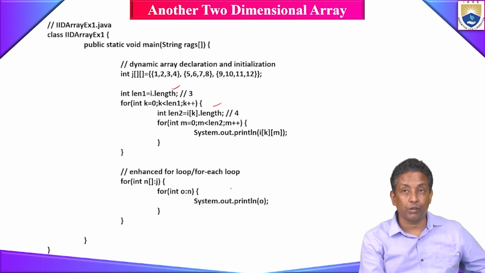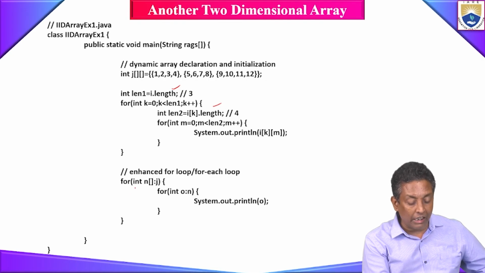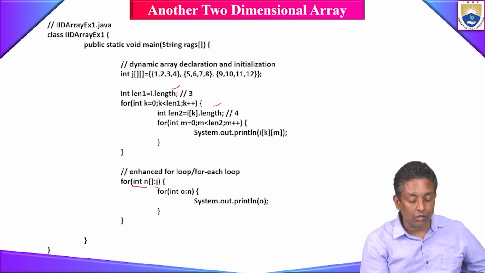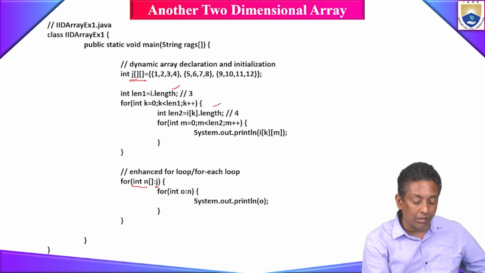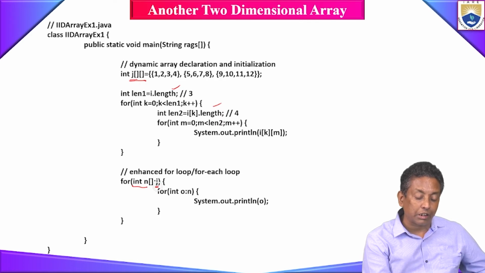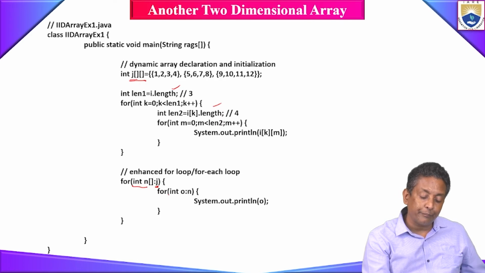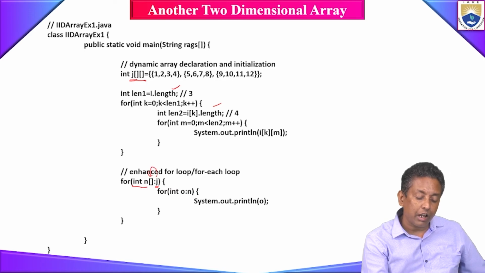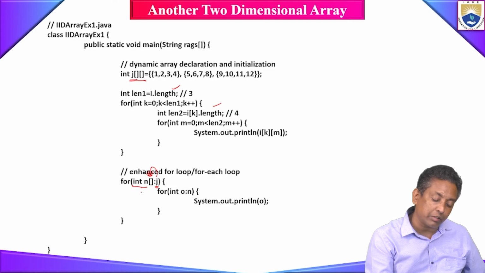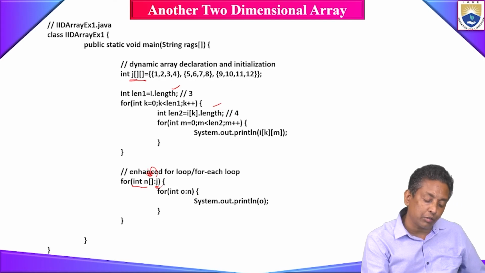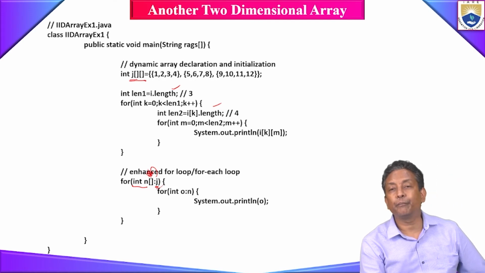In the enhanced for loop, you can see it like this: for int n square bracket column j. j is a two-dimensional array. If you write j as an array here, in each iteration it will return its internal array. For 4 rows, each row contains 5 columns. In the first iteration, a 5-column array will be returned here. In the second iteration, a 5-column array. In the third iteration, a 5-column array. In the fourth iteration, a 5-column array will be returned here.